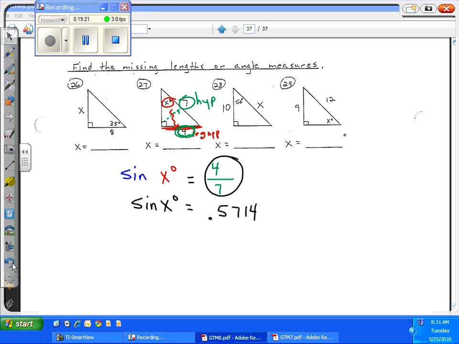We've done all we can do to simplify. Now we want to undo this function. We undo using inverse properties, so we want the inverse sine function, which is written as sine negative 1. That's the function inverse sine. So we undo a function with its inverse function.